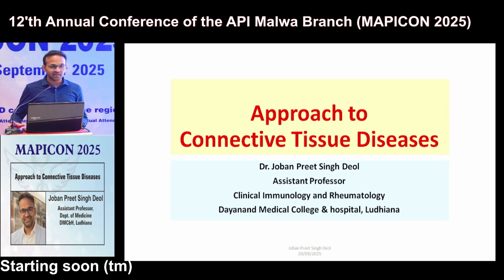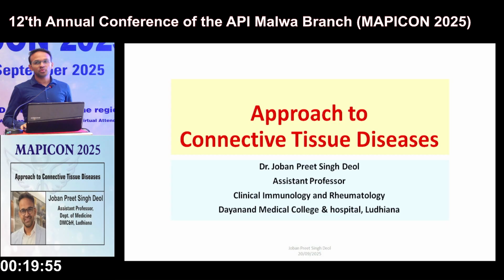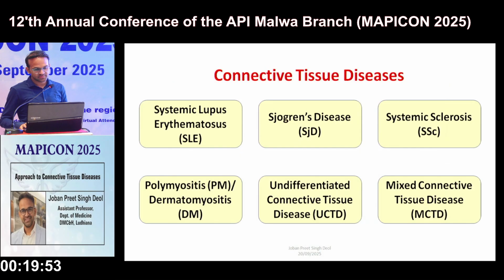After such enriching mechanistic talks, I'll give your brains a break and take you through a visual perspective of how to approach a case of connective tissue disease. When we talk about connective tissue diseases, it includes SLE, Sjogren's disease, systemic sclerosis, inflammatory myositis, undifferentiated connective tissue disease, and mixed connective tissue disease.